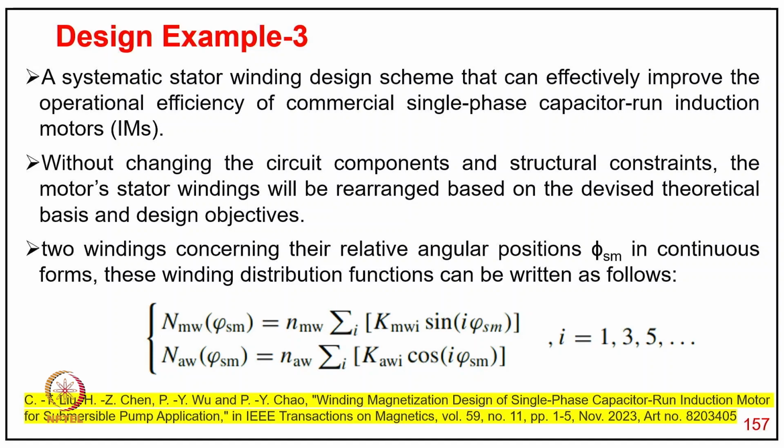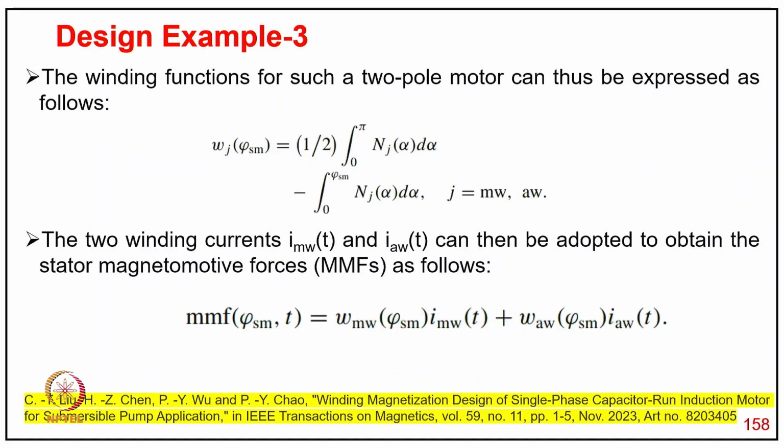Those winding distribution functions can be written as follows: the main winding function and the auxiliary winding function, as a summation of K and typically winding 5 sin ISM, and similarly for all harmonics 1, 3, 5, and similarly Ki auxiliary winding cos ISM. From this reference, the winding functions for such a two-pole motor can thus be expressed as follows: omega j as the integral from 0 to pi of j alpha d alpha, minus the integral from the other half, where j equals MW and AW, main winding and auxiliary winding.